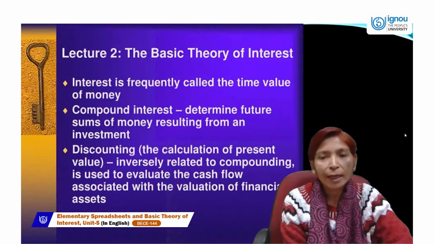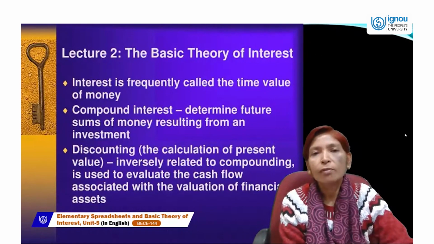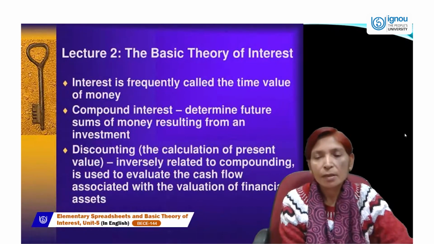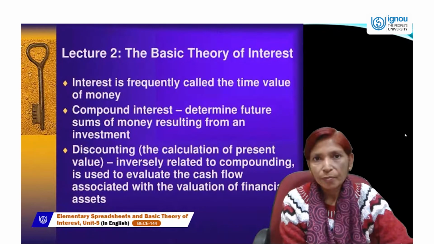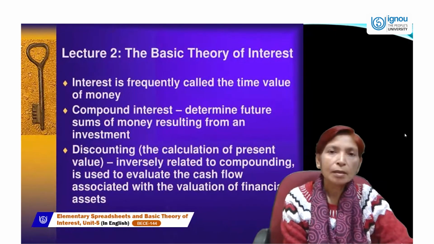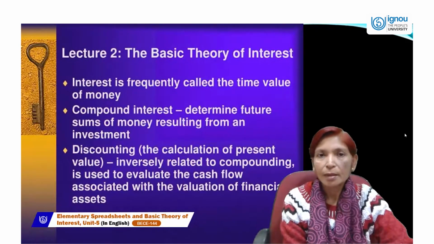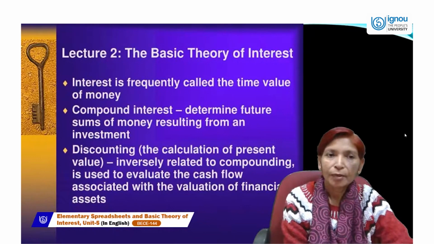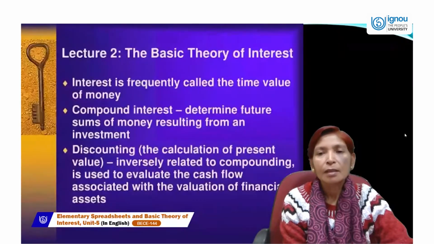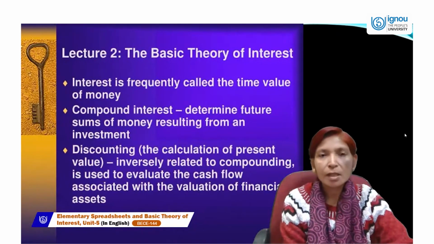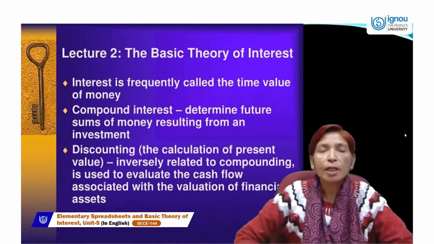Interest is frequently called the time value of money. We can get interest by lending our money to borrowers, and the borrower will pay us interest for using our money. So interest is a reward which a person can get by separating from their money and giving it to the borrowers. Interest is frequently called the time value of money.